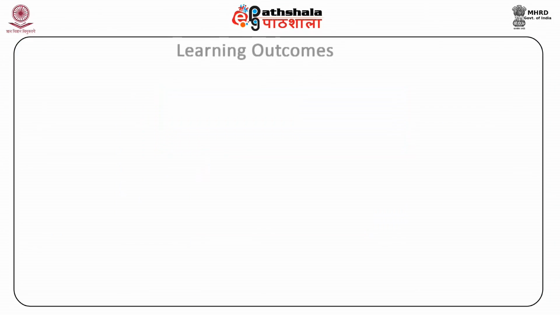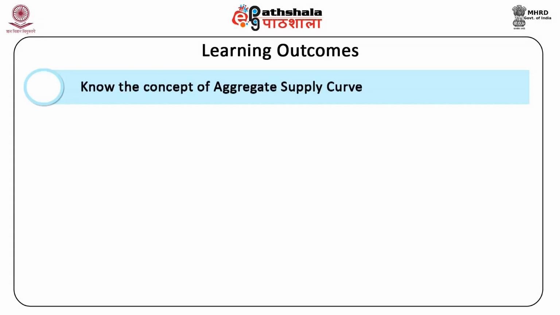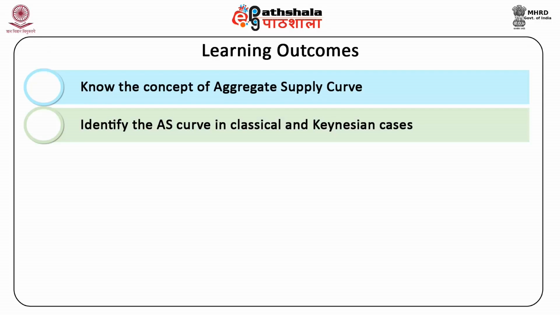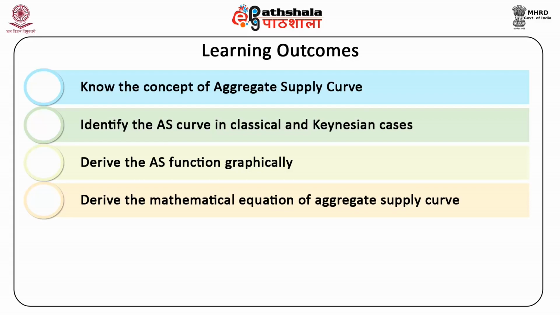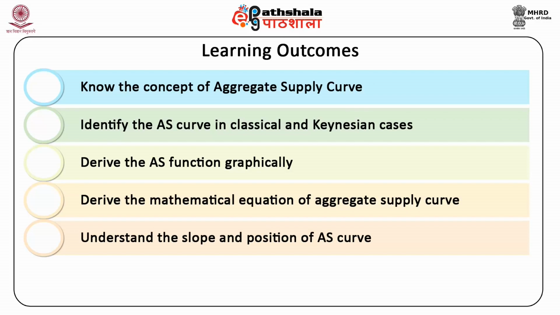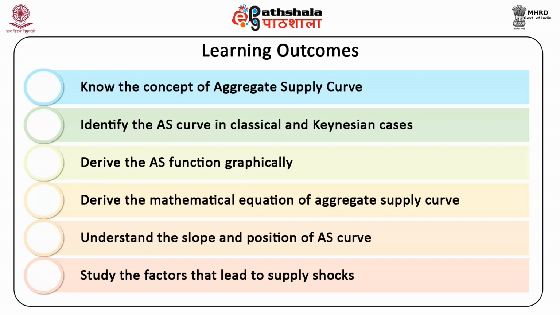In the previous two modules, we have studied the concept of aggregate demand. In this module, we will explain the concept of aggregate supply curve. After studying this module, you shall be able to know the concept of aggregate supply curve, identify the aggregate supply curve in the classical and Keynesian cases, derive the aggregate supply function graphically, derive the mathematical equation of aggregate supply curve, understand the slope and position of aggregate supply curve, and study the factors that lead to supply shocks.